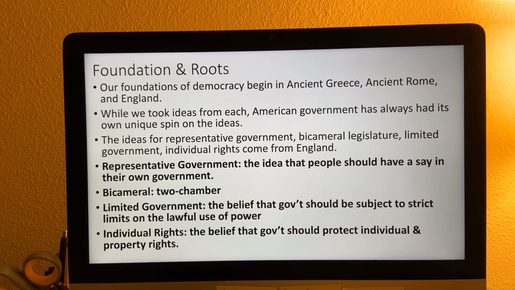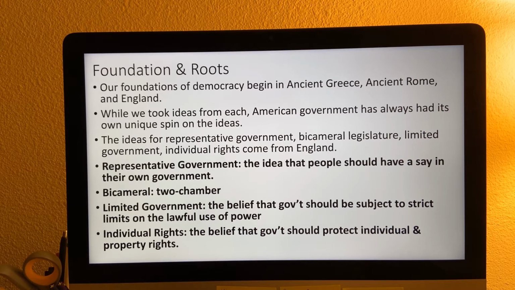Specifically, we're going to talk about how the ideas for a bicameral legislature, representative government, limited government, and individual rights come from England, and they got their ideas from ancient Greece and Rome as well. They just put it into practice a lot sooner than we did in the United States. Representative government is the idea that people should have a say in their own government. Remember, bicameral means two chambers. Remember, bi means two, so there are two houses or two chambers.